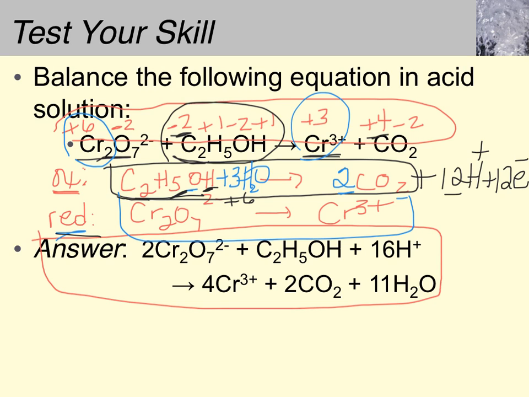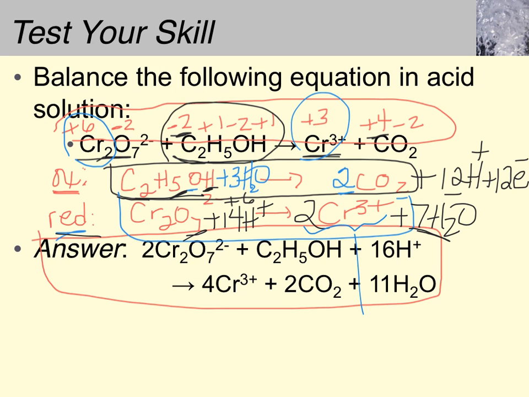Start out by balancing the chromium, and then we're going to move to oxygen. We have 7 oxygen there, so I need to add 7 water molecules. And now I have 14 hydrogens on the product side, so I need to add 14 H plus. And now I need to balance charge. I've really crowded things here, sorry about that.